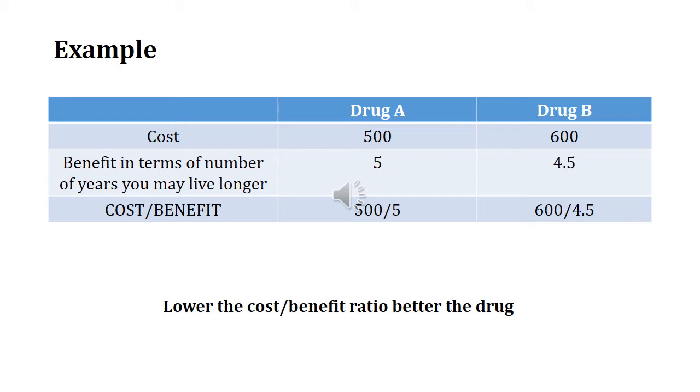If you take a cost benefit ratio, you will find a lower value for drug A, which means there is less cost and more benefit associated with this particular drug. Therefore, among the two drugs, drug A is better. So this is how the linking of cost to benefit is done, and you choose one therapy over the other.